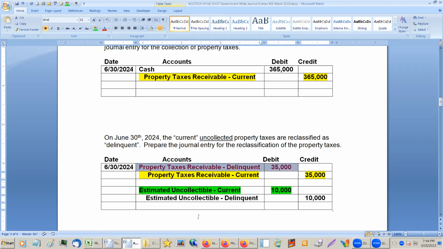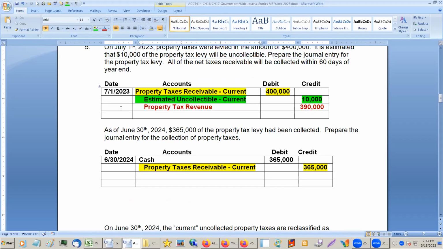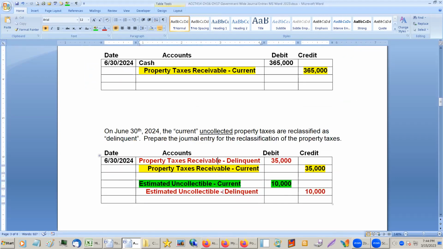So this is what will be left from those taxes from the current year that just ended. So those will become delinquent. And starting 7/1/2024, we'll have a whole new journal entry for the current year go on the books. These will still be on the books as delinquent, and we're not going to forget about them. Hopefully we'll collect them. At least 25,000 of them we hope to collect. 10,000 we probably won't, and they'll have to be written off at some point.